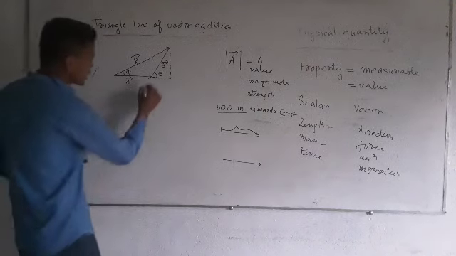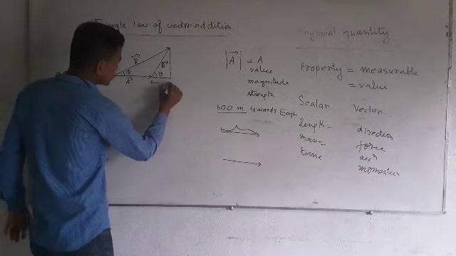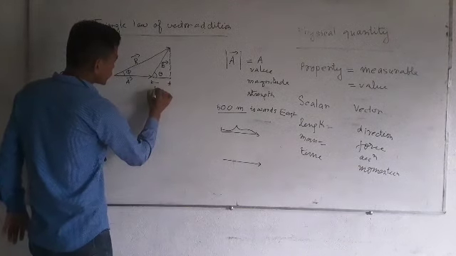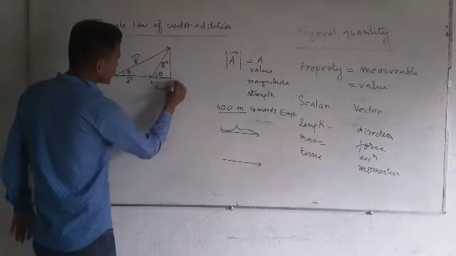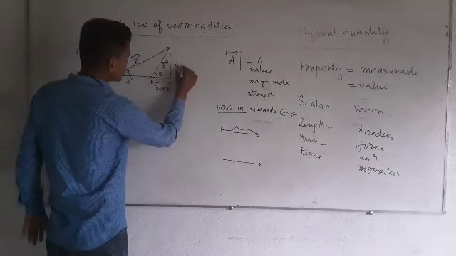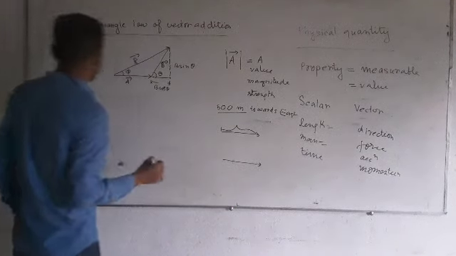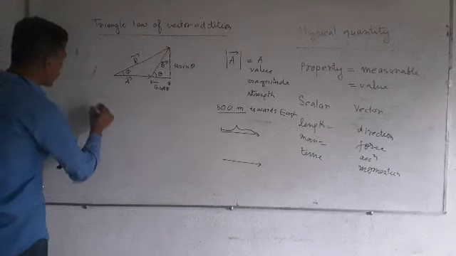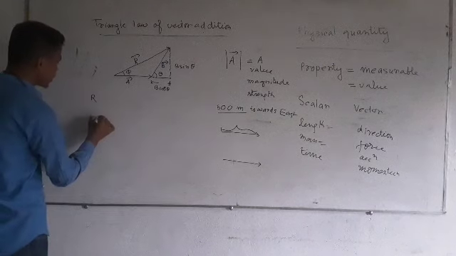So this length will be equal to this projection, B cos theta, and this, the opposite side of theta, will be B sin theta. From trigonometry we can easily find this out. And now, what will be the value of the resultant vector?